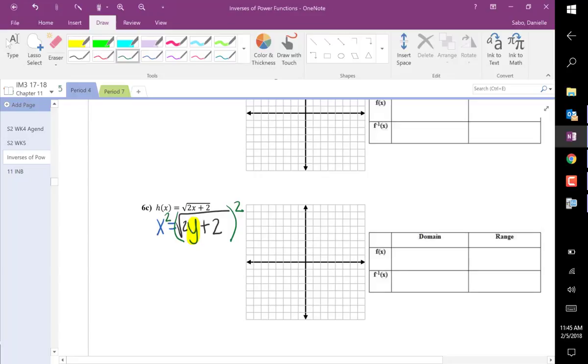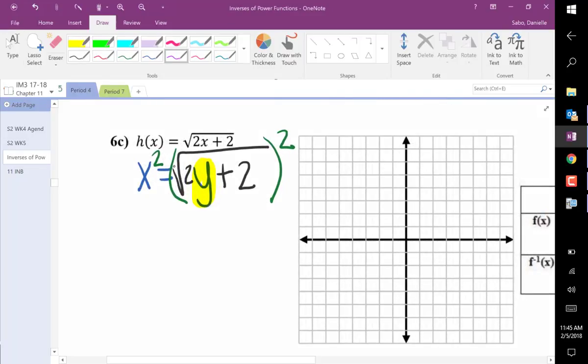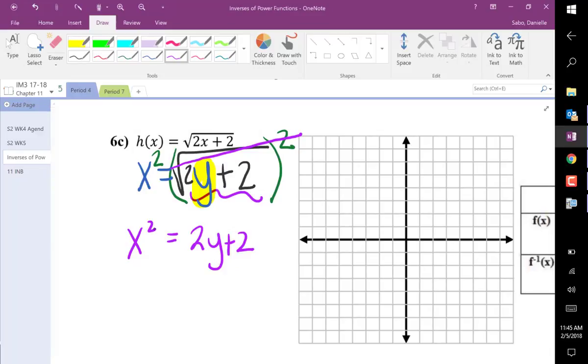The reason I put that in parentheses is so that you can see it's a big group. But now look what happens. When you do that, this is going to cancel, and you're just left with 2y plus 2 inside equals x squared. Again, the goal is not to get an answer, it's to get a function. And we're about to do that.